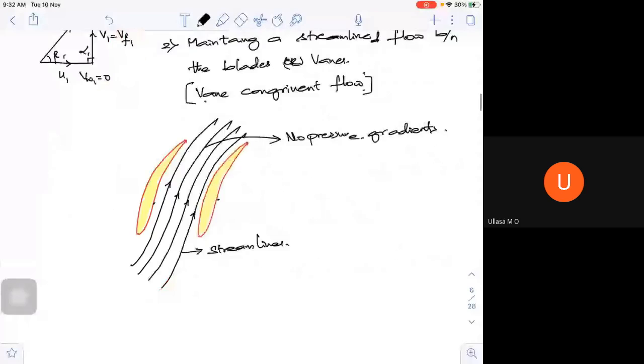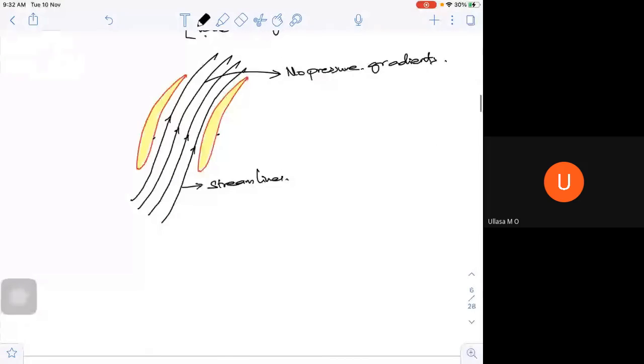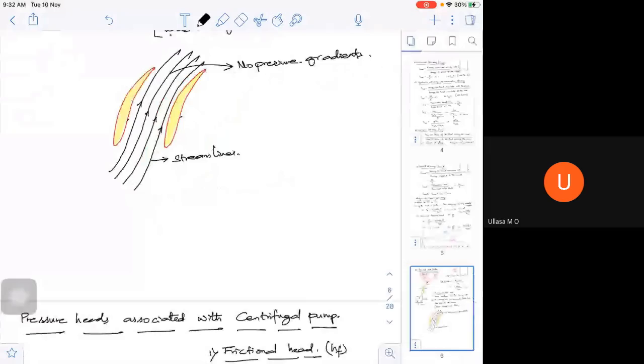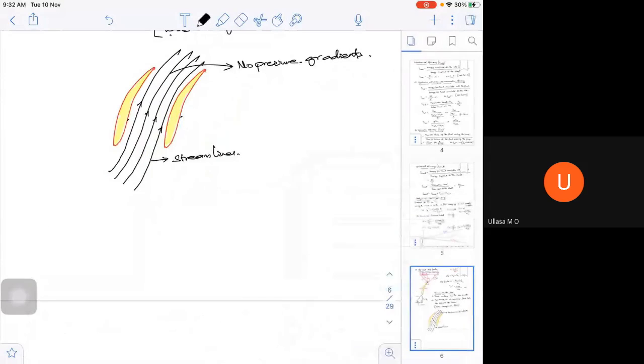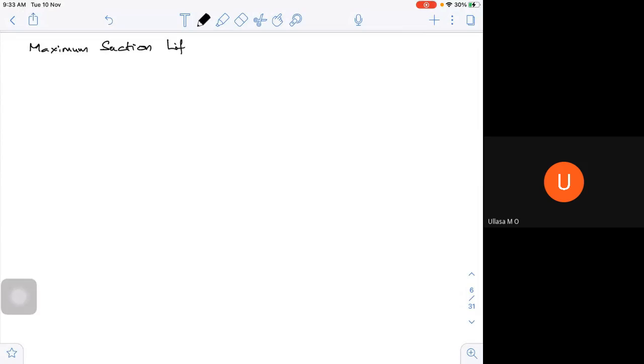And we have the third quantity. The third quantity is what we call the maximum suction lift. Some of the books call this MSL, maximum suction lift, and it is called MSL.